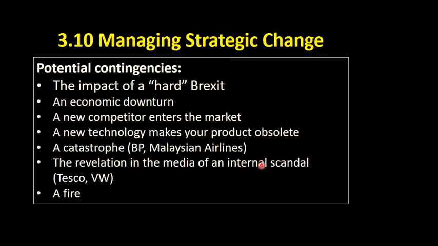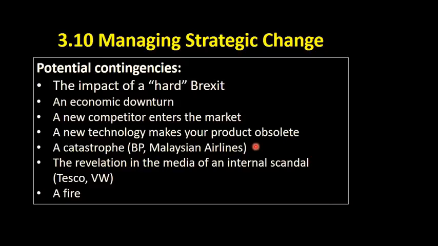So what are the potential contingencies that could affect a business? Well, I'm recording this in February 2018. There's a lot of talk about a hard Brexit and how that might affect British businesses in the UK. So many of them are doing contingency planning now for the impact of Brexit. An economic downturn would have a potential impact on a business and is quite likely to happen at any point. A new competitor could enter the market. New technology might make your product obsolete.